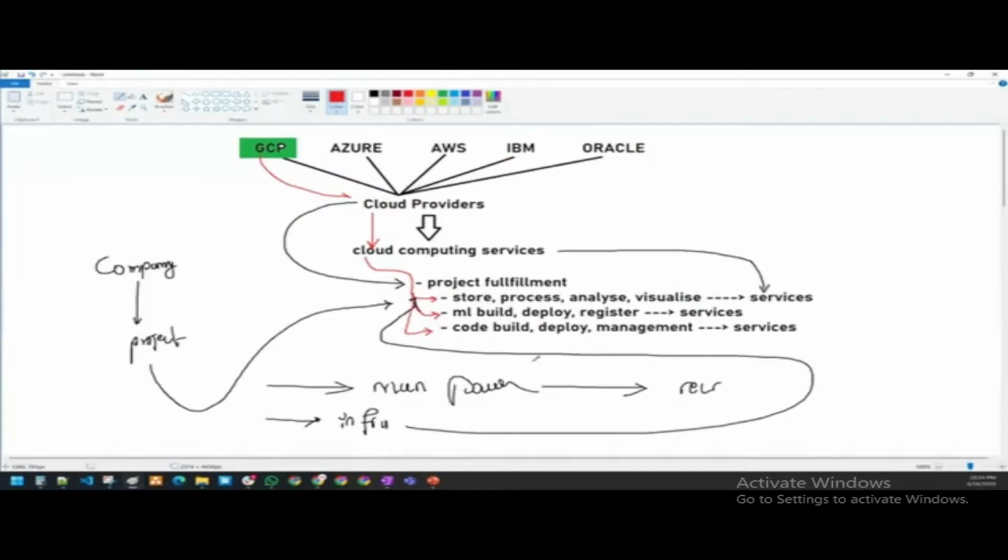GCP is one of the leading cloud providers offered by Google, providing you plenty of cloud computing services for your organization for project fulfillment, whether it is data engineering projects, application building projects, ML projects, networking projects, or any project. They provide you a separate set of services. Those services I am calling cloud computing services. Such a kind of tool is Google Cloud Platform, sir. That is what it is.